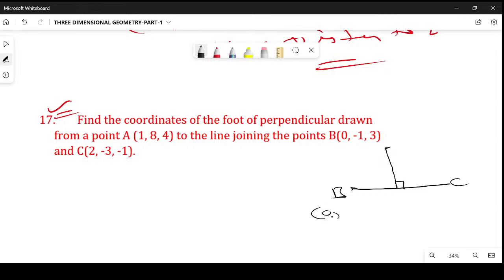So the B point is (0, -1, 3) and the C point is given as (2, -3, -1). They are asking about the point A(1, 8, 4). Let this be D, the point D. So we are going to find the point D, the foot of the perpendicular. That point you should find here.